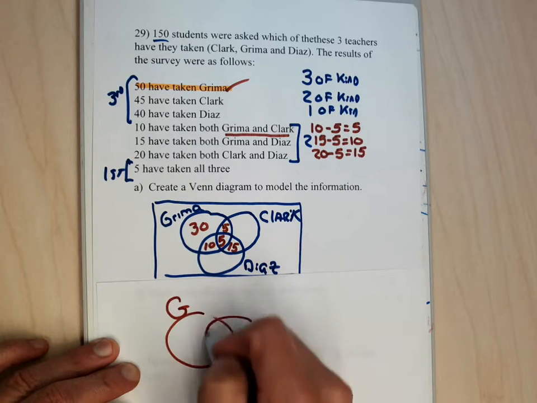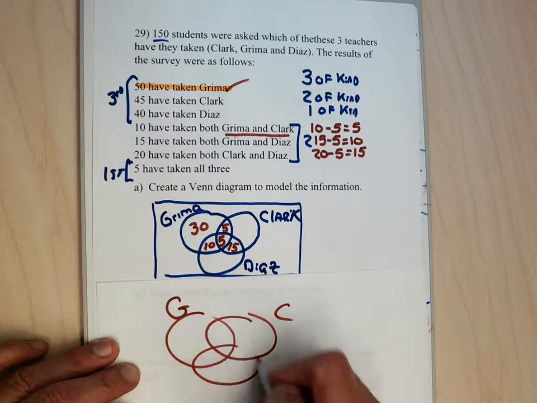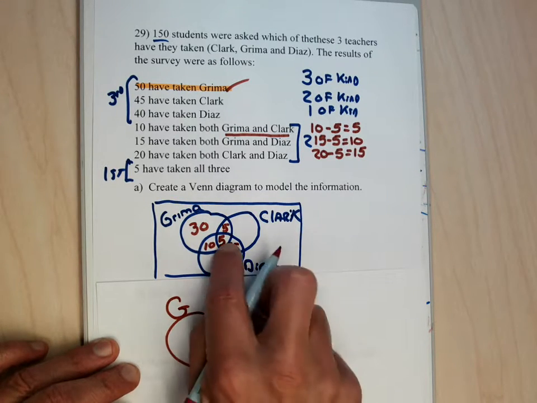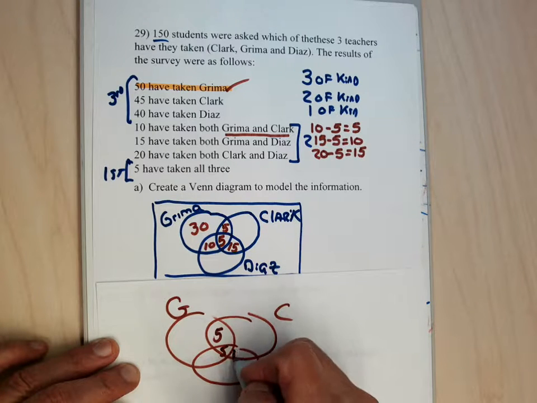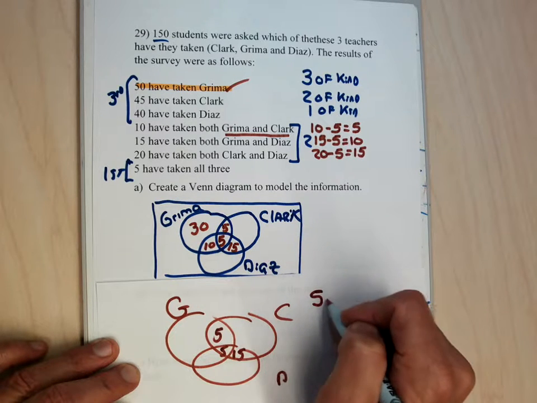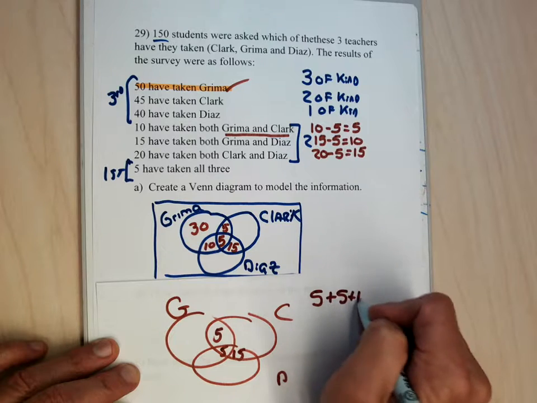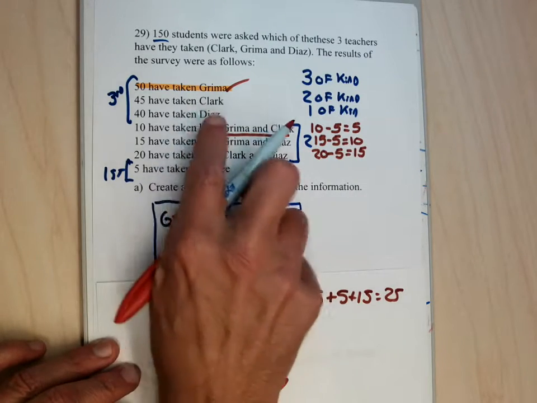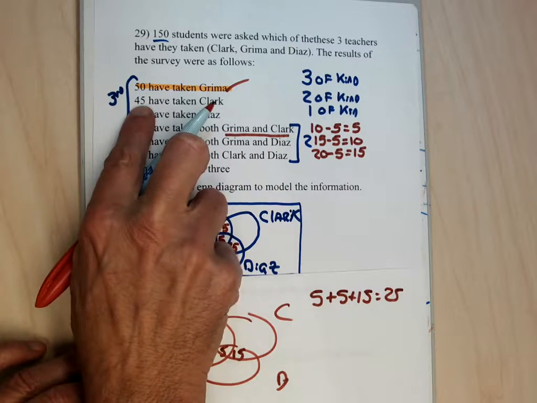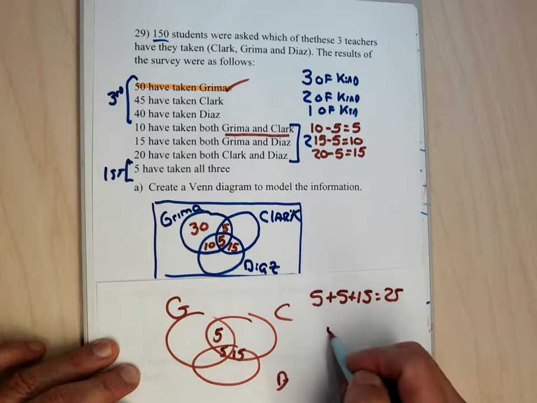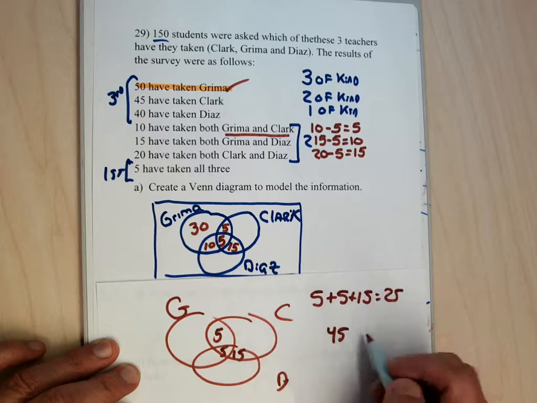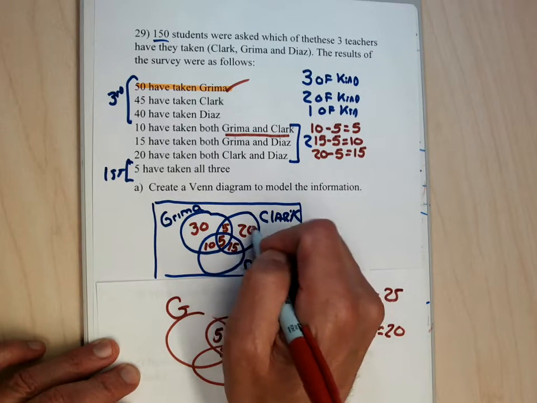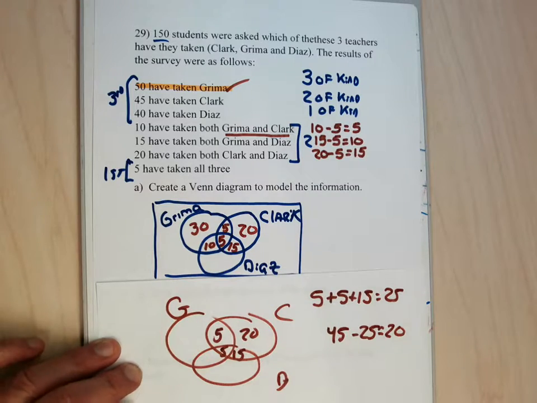So Grimm, Clark, Diaz. I'm only looking at these numbers, this 5, that 5, and that 15. If I add those numbers up, 5 plus 5 plus 15 equals 25. The numbers in the Clark circle need to add up to 45. I'm going to take this 45, subtract that 25, and get a 20 for the rest of the Clark circle.